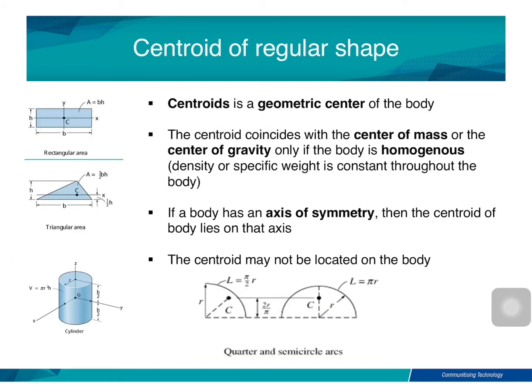Okay, next. Now we want to determine the centroid for the regular shape. The centroid refers to the geometric center of the body. The centroid coincides with the center of mass or the center of gravity only if a body is homogeneous. Homogeneous means that density or specific weight is constant throughout the body. If a body has an axis of symmetry, then the centroid of the body lies on that axis. So the centroid may not be located on the body.